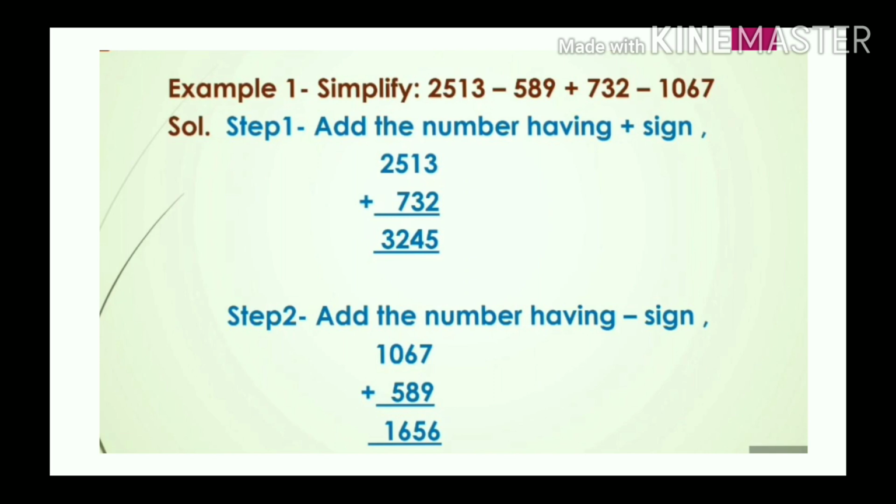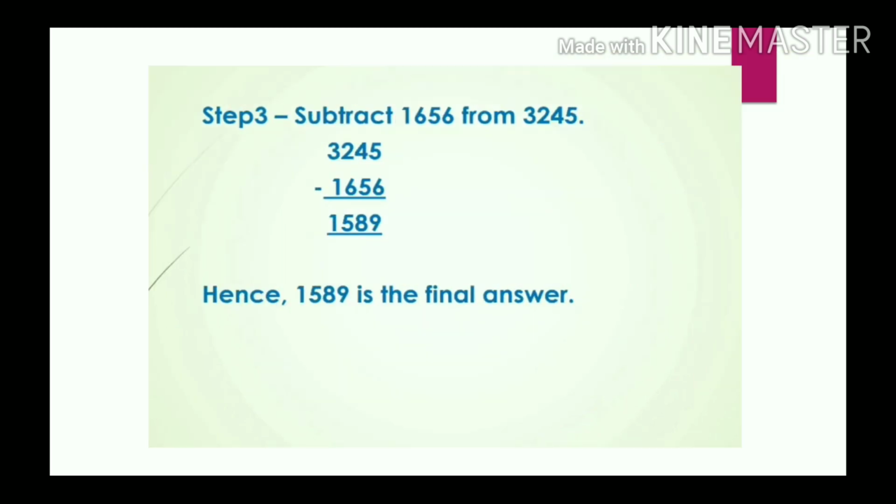Now step 2 is add the numbers having negative sign or minus sign. So see which numbers have negative sign. So students, 1067 and 589 have negative sign. That's why now in step 2 we have to add these two numbers. So after adding the negative numbers, we get 1656.